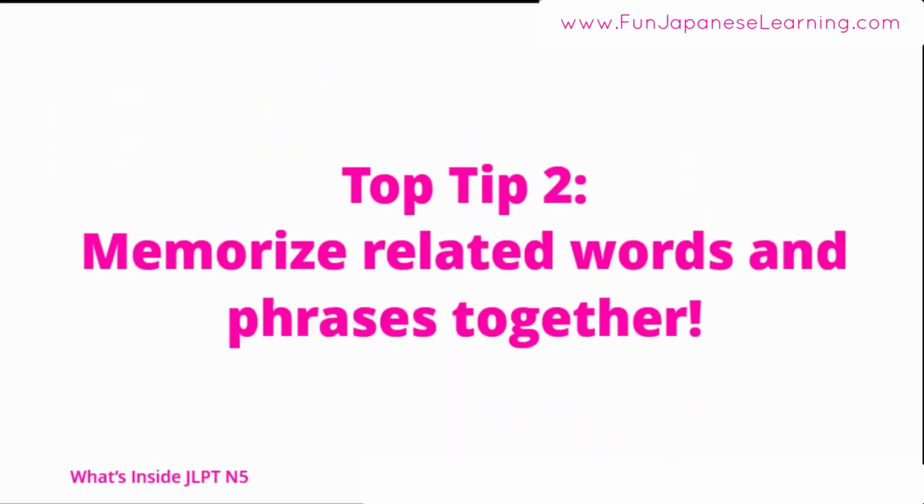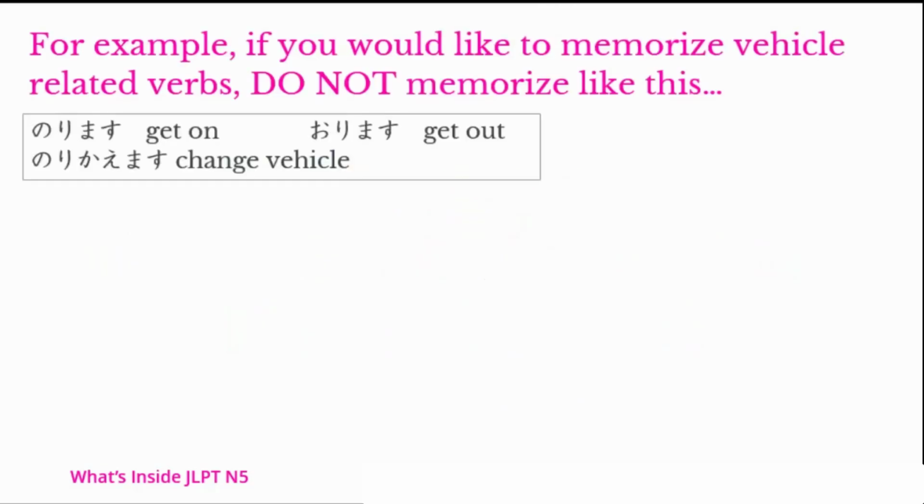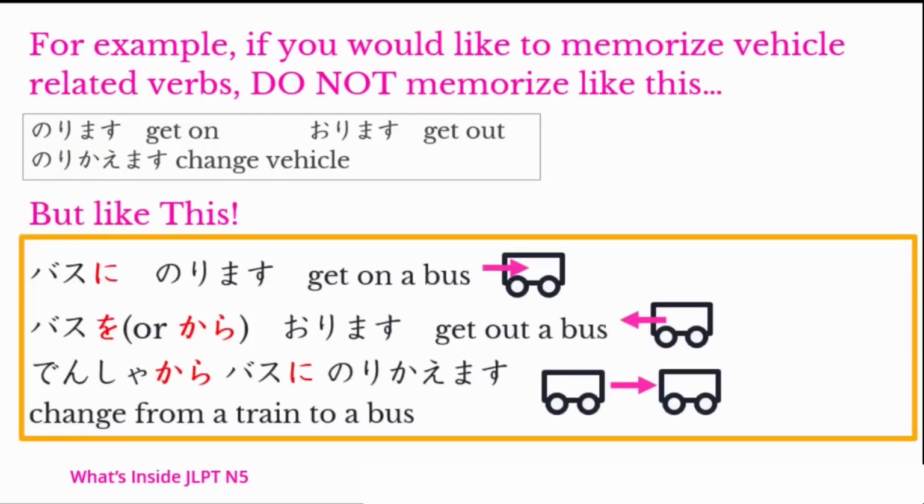Top tip 2. Memorize related words and phrases together. For example, if you'd like to memorize vehicle-related verbs, do not memorize like this. 乗ります get on, 降ります get out, 乗り換えます change vehicle. That doesn't help, but like this. バスに乗ります get on the bus. バスを or バスから降ります get out the bus. 電車からバスに乗り換えます change from a train to a bus.